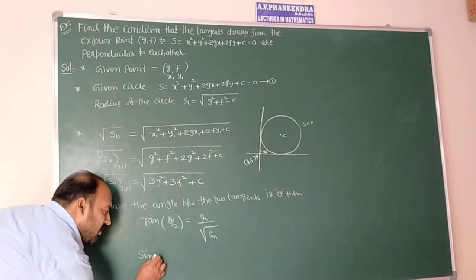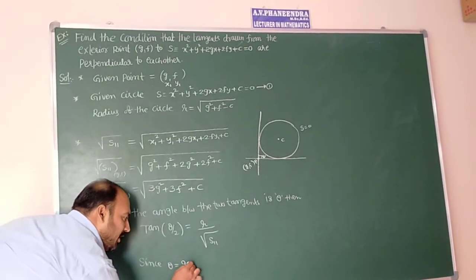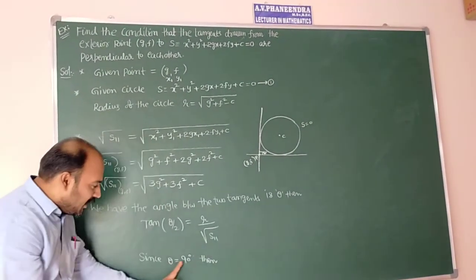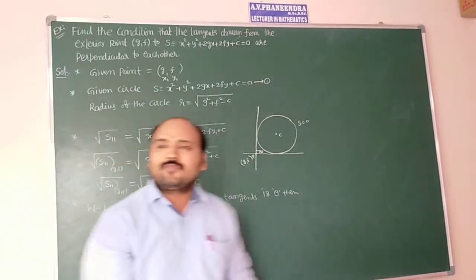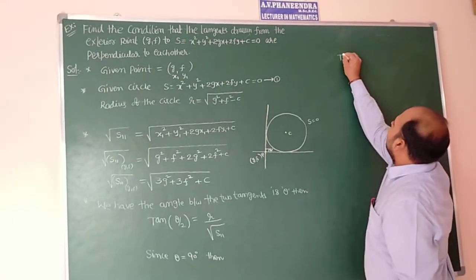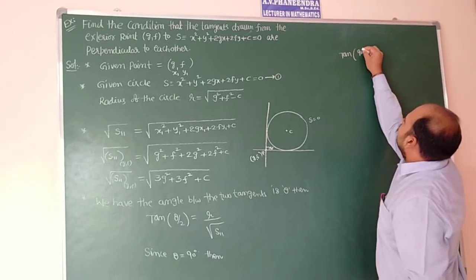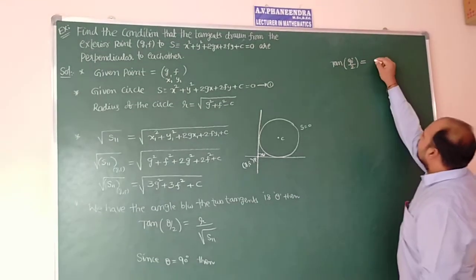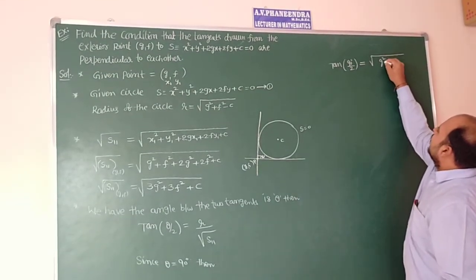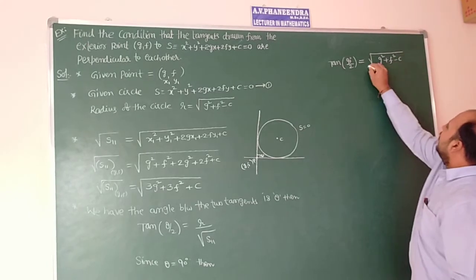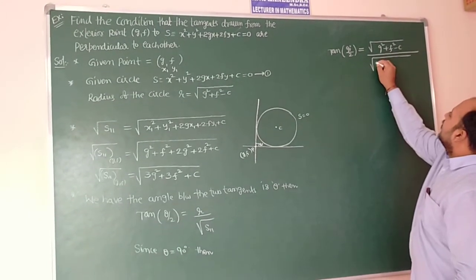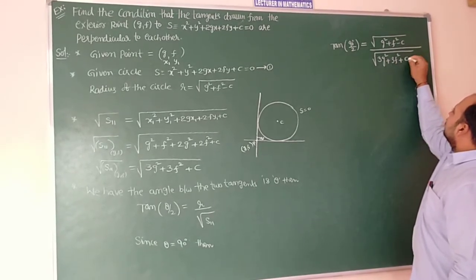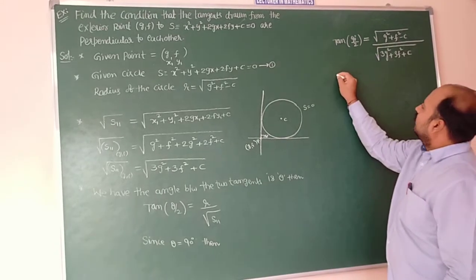Since theta is equal to 90 degrees, then in the next step, substitute this 90 degrees in this formula. Tan 90 by 2 is equal to, what is the r value? The r value we calculated here: square root of g square plus f square minus c, by square root of 3g square plus 3f square plus c. 90 by 2, 45.